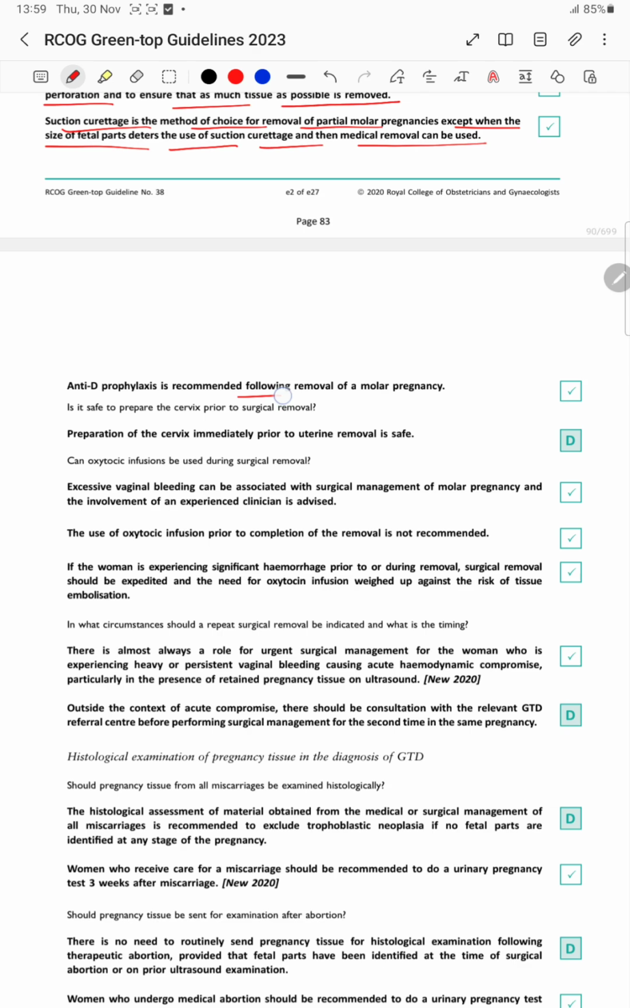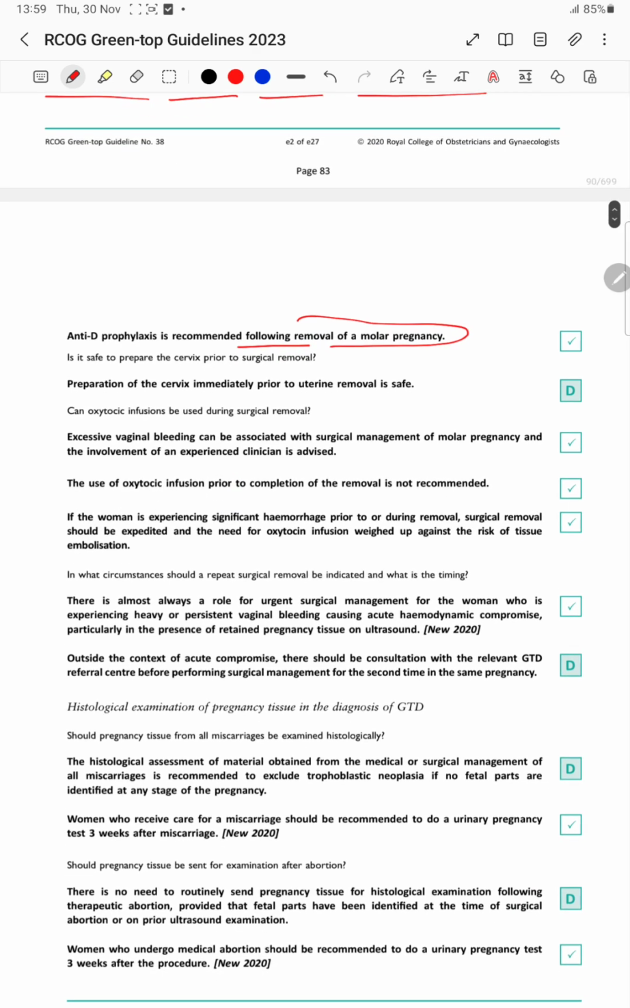Anti-D prophylaxis is recommended following removal of a molar pregnancy. Is it safe to prepare the cervix prior to the surgical removal? Preparation of the cervix immediately prior to the uterine removal is safe. Can oxytocic infusion be used during the surgical removal?